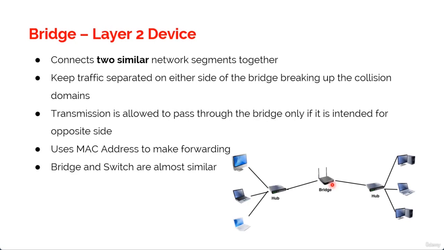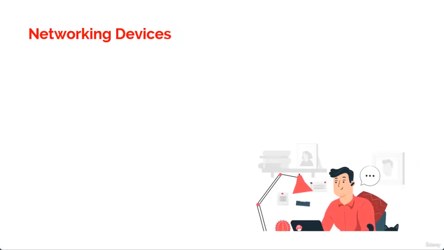Now a bridge uses MAC addresses to make forwarding decisions, and hence a bridge is considered a layer 2 device. Now, bridge and switch are almost similar. The terms bridge and switch are often used interchangeably because the two devices often use bridging technologies. The past tense is for a reason: you'd be hard pressed to buy a bridge today.